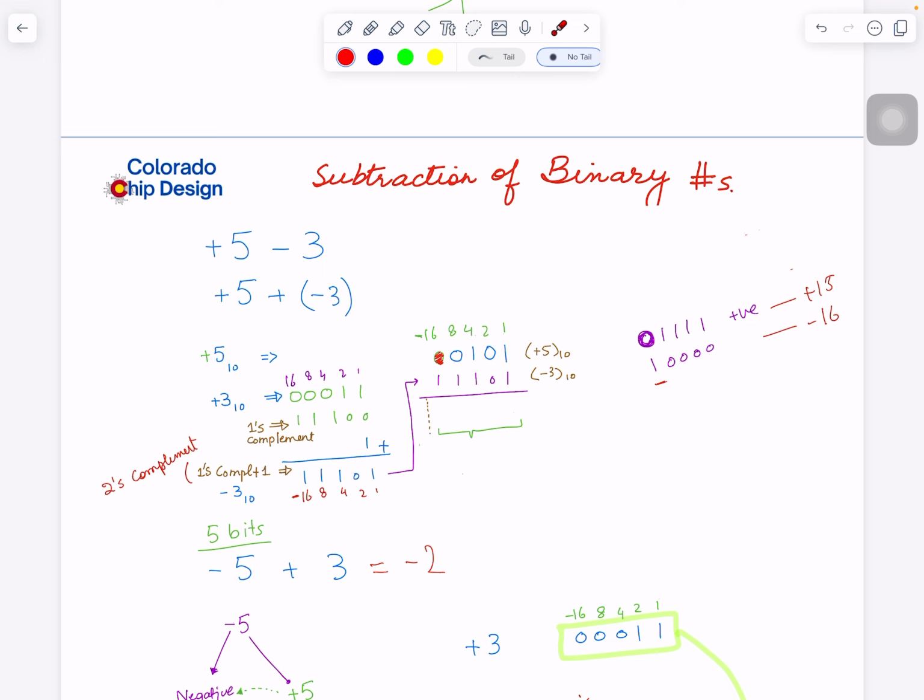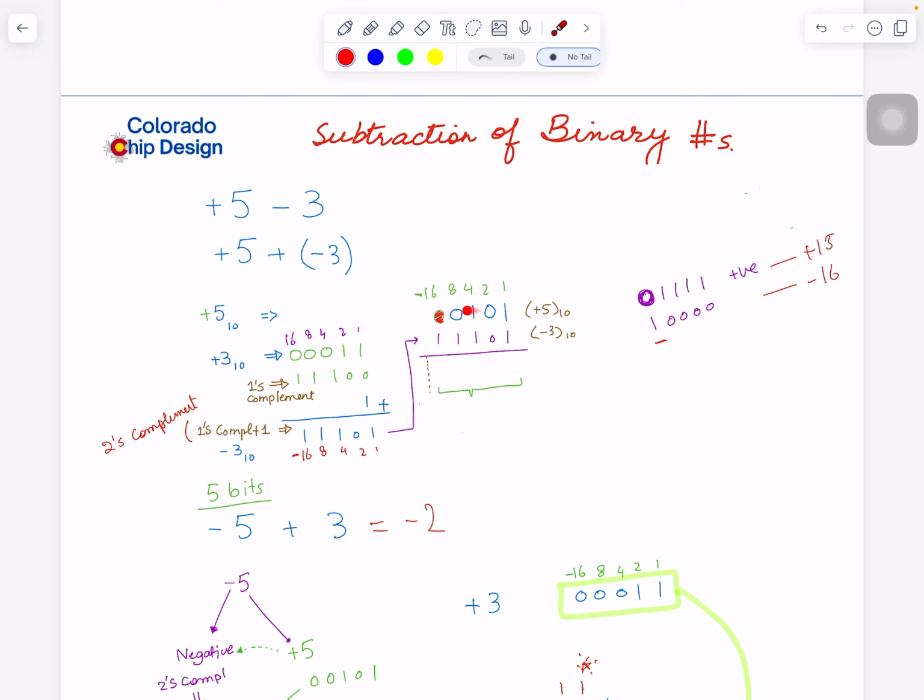What does that mean? Okay, now you got plus 5. You got minus 3. All you do is simply add them. 1, 1, 0. 1 goes here, 1, 1, 0. 1 goes here, 1, 1, 0. 1, 1, 0. Again, let me check that. Oh, we can check the answer too. This number is plus 2.